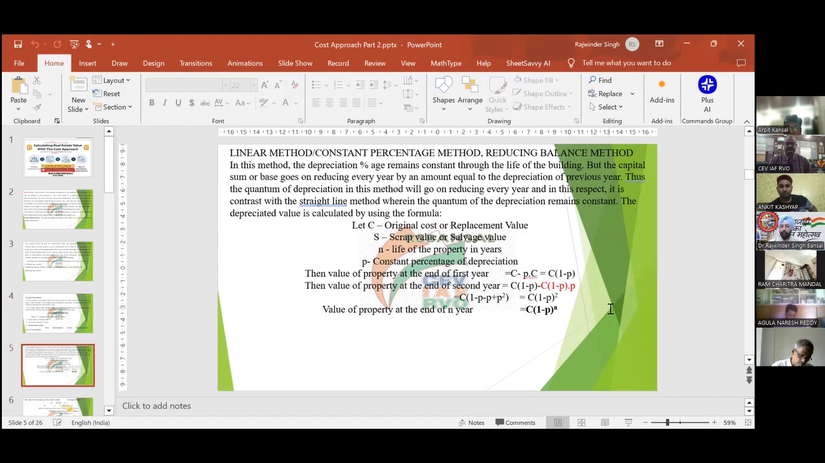The second method is the linear method, which is also called the reducing balance method, or the constant percentage method. Why it is called so, we will discuss in the examples that will make things clear. As of now, you must understand that linear method, constant percentage method, reducing balance method, or sometimes written down value method, these are all one and the same thing. Any doubt?